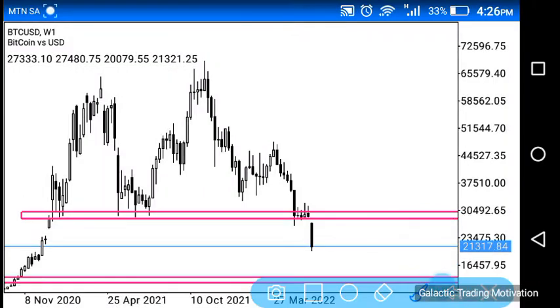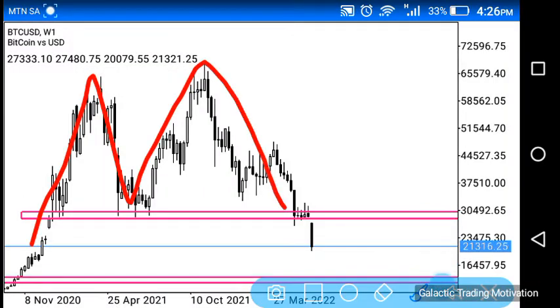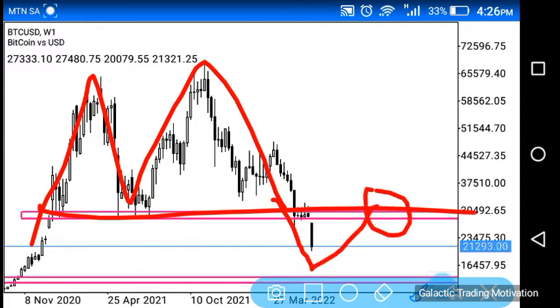Let me just actually draw it. We have this huge M structure, and I said that once the neckline has been broken, I would ideally love to see price go back to the neckline to retest it. This may happen. In fact, it is going to happen, but I would love it to happen as soon as possible, and then push further down as opposed to later on. So because of this gap here, we might find price actually coming back to this level and then pushing further down.